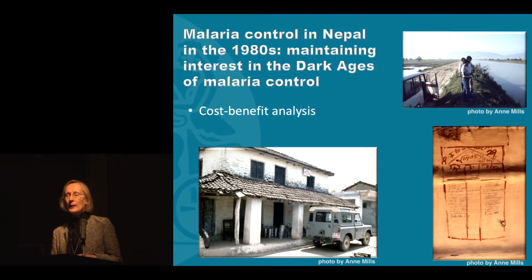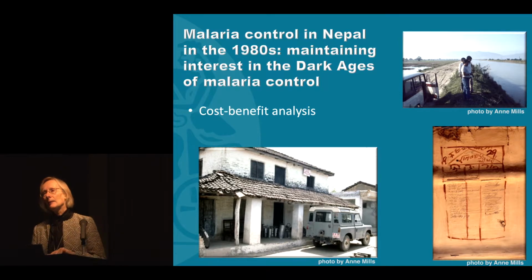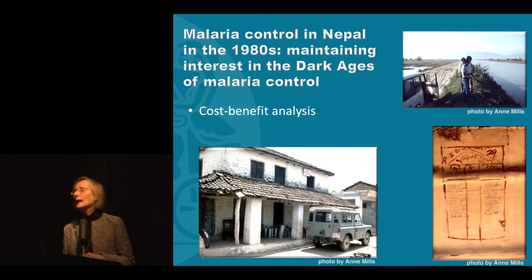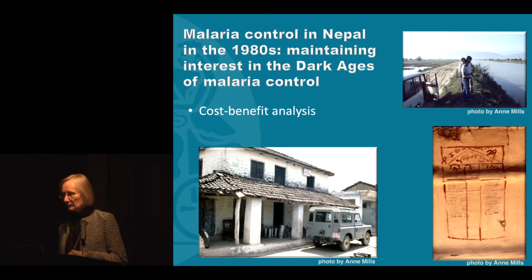So my first involvement in malaria was in Nepal in the 1980s. You may know that WHO declared a campaign for malaria eradication in the 1950s, and that was initially very successful, but after a while it demonstrated that eradication was simply not feasible. And by the 1970s and the 1980s, there was a lot of fatigue about the cost of maintaining the control measures. And I was asked to look at this in Nepal.